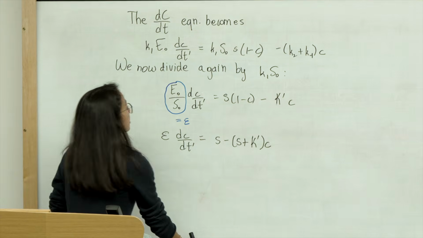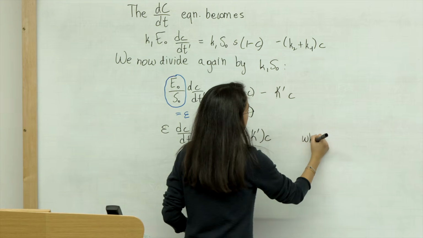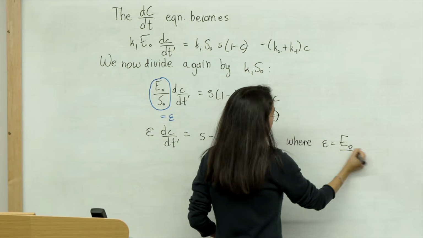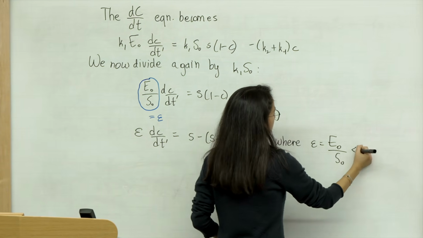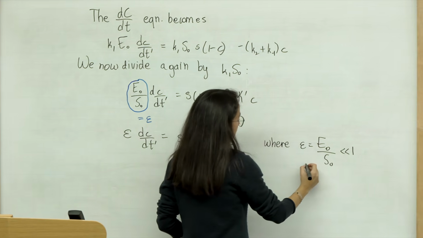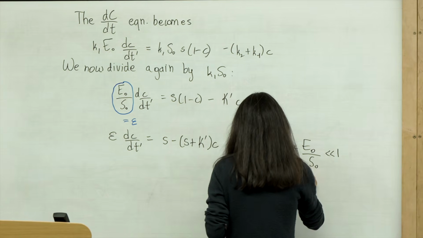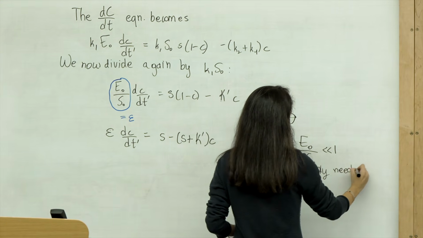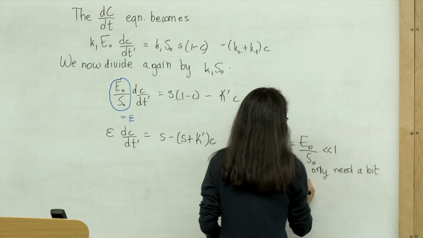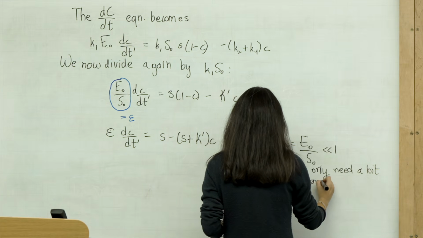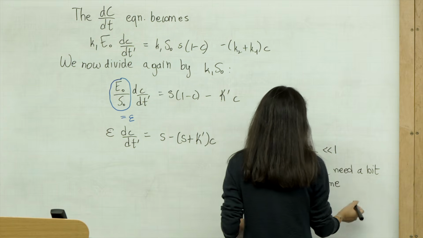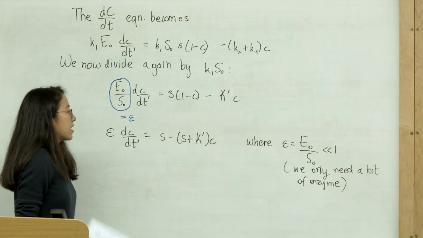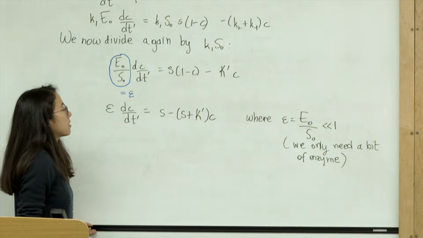So I will state here what your classmate asked. So where this parameter epsilon, which is E0 divided by S0, is much smaller than 1. And this basically says that we only need a bit of enzyme. So it has a remarkable effectiveness, basically. This is what this says.